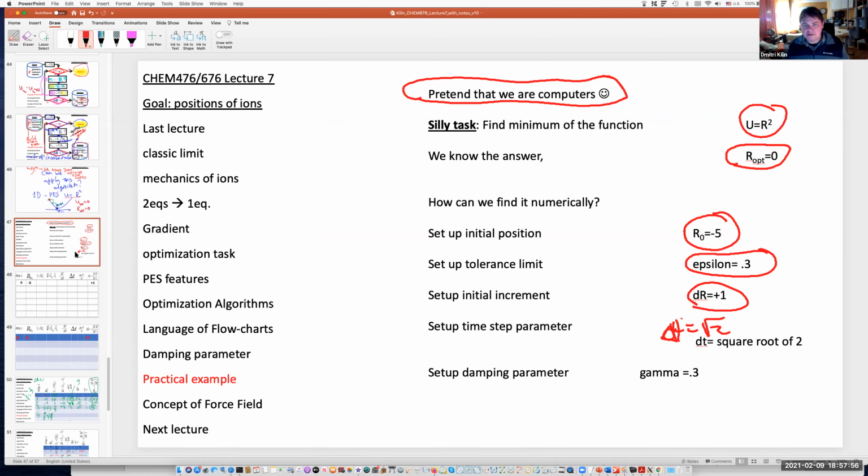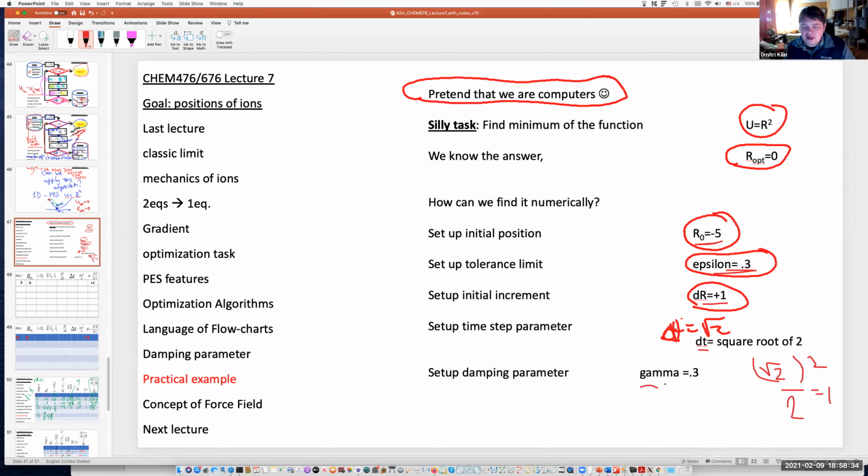So to be specific, I want to set up the initial value of position. I need to find the setup tolerance limit. And the first step needs to be done arbitrarily because we need two points to compute the gradient. And also I set up time step equals square root of 2. I just set it up because square root of 2 squared divided by 2 will be 1, just to simplify our life.